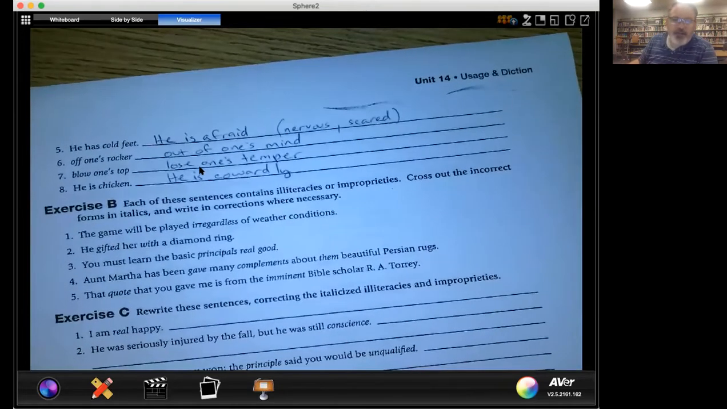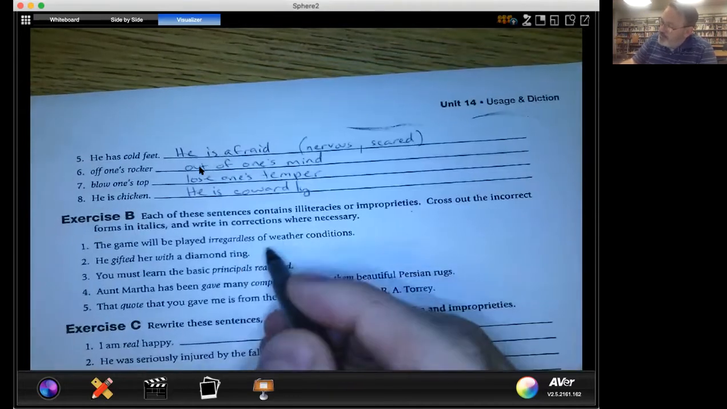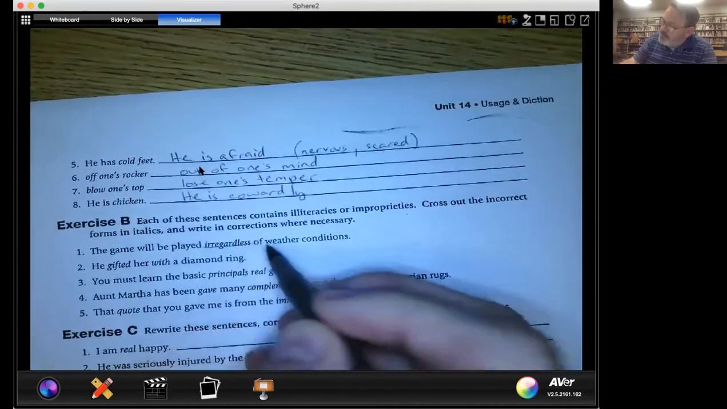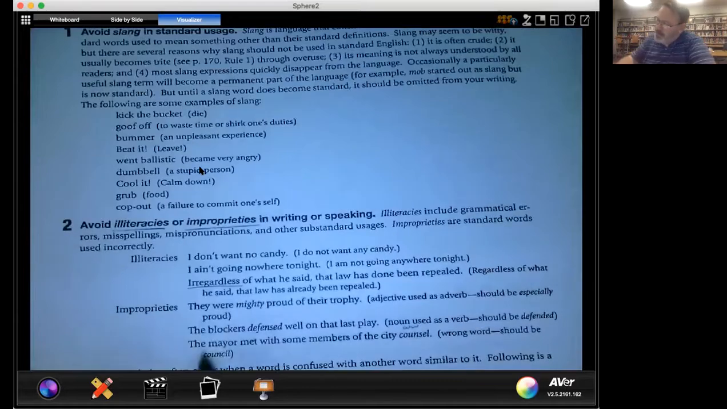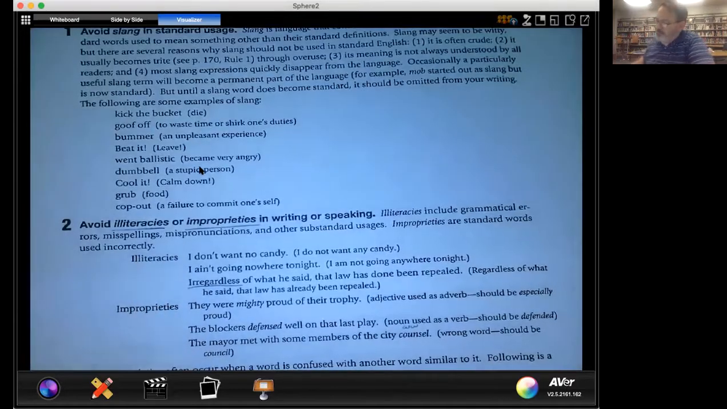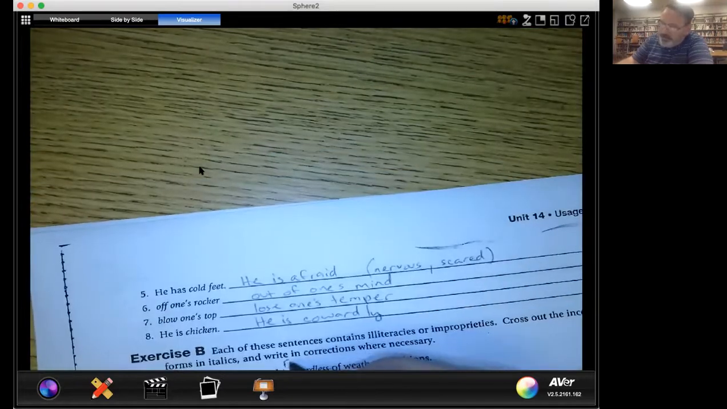Exercise B. The game will be played irregardless of weather conditions. Well, we know that these are improprieties. Each of these sentences contains either illiteracies or improprieties. Cross out the incorrect form in the italics and write the corrections where necessary. Well, irregardless, that's not even a word, right? Since it's not a word, I think I classified that as an illiteracy. Did we not? Yes. Irregardless is an illiteracy. So we're going to write regardless.